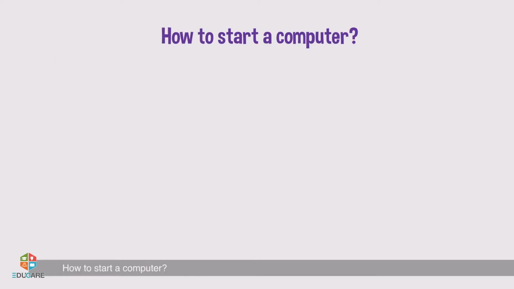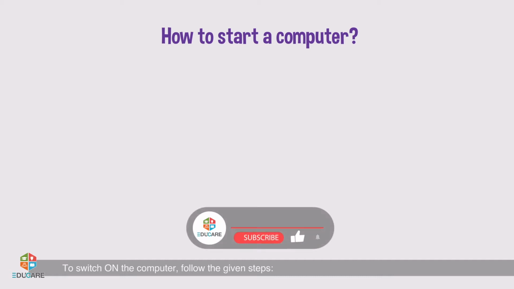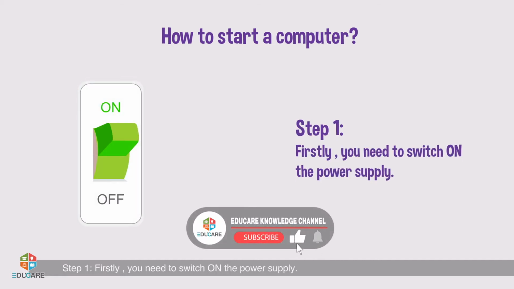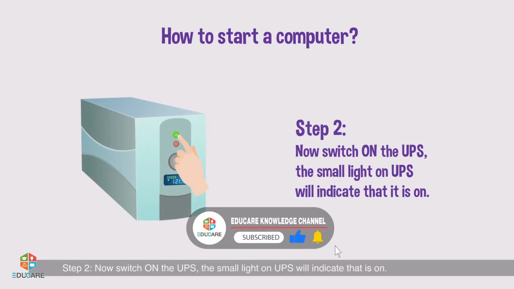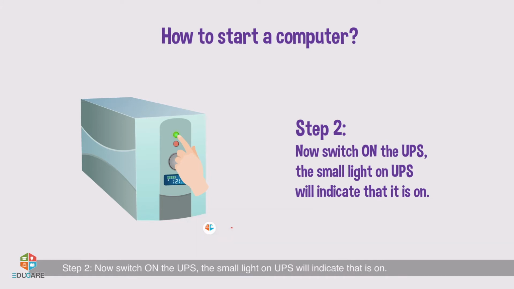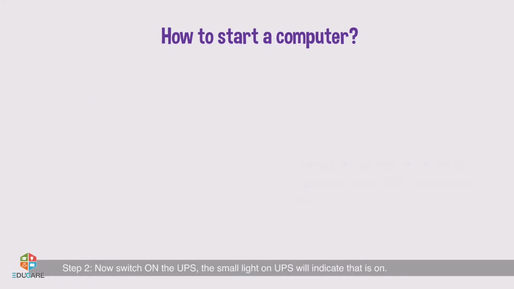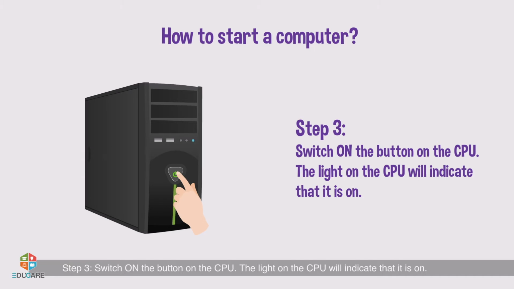How to start a computer. To switch on the computer, follow the given steps. Step 1. First, you need to switch on the power supply. Step 2. Now switch on the UPS. The small light on the UPS will indicate that it is on. Step 3. Switch on the button on the CPU. The light on the CPU will indicate that it is on.